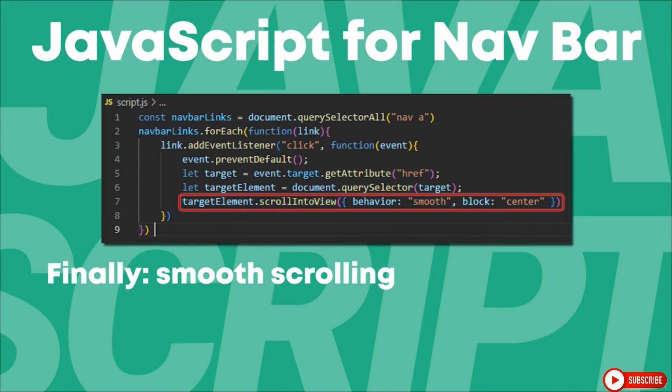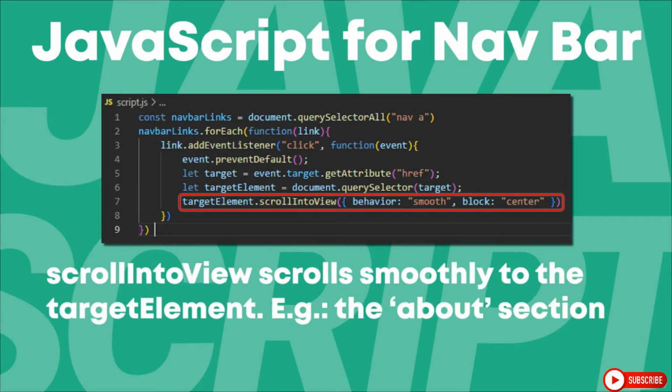Now finally, the actual scrolling happens in the last row. First, the target element is selected, which is the element in our HTML that the clicked link on the navigation bar refers to, and the scroll into view function is placed behind it. There are two parameters in this function, namely behavior, which is set to smooth, so we will get a smooth scroll, which is exactly what we want, and block, which is set to center, so the center of our screen will scroll to the center of that element. So that is the whole JavaScript code for a smooth scroll of a navigation bar.